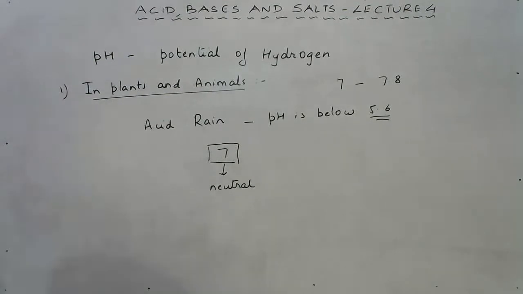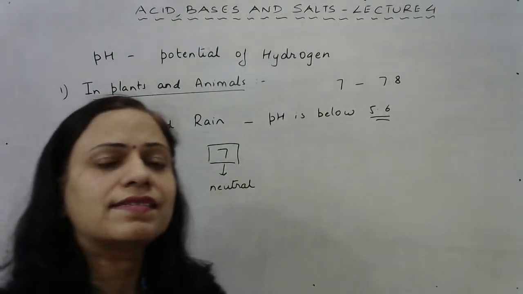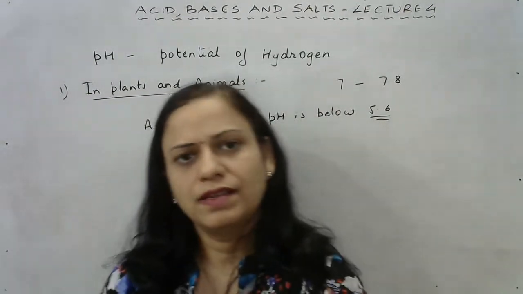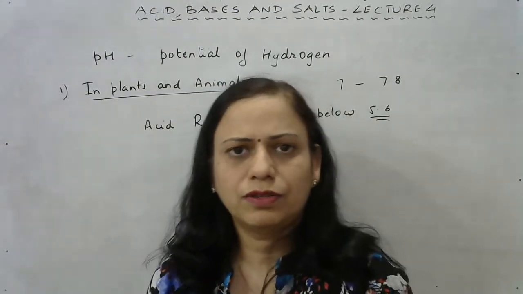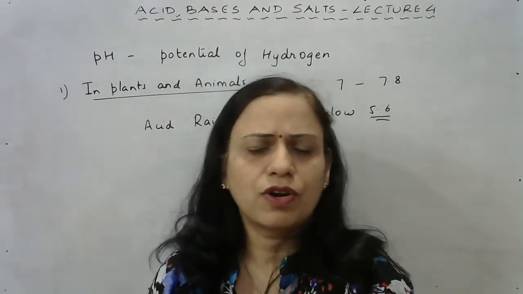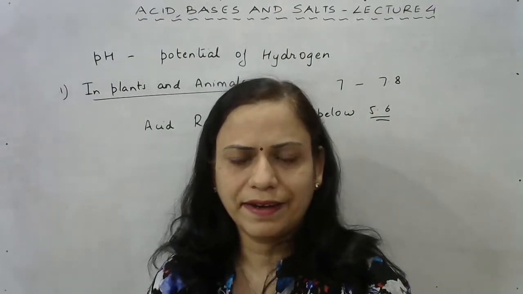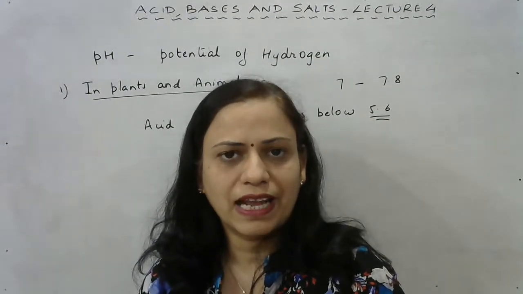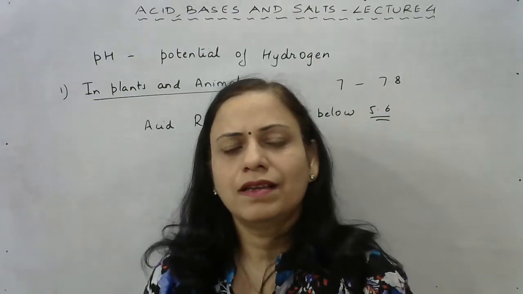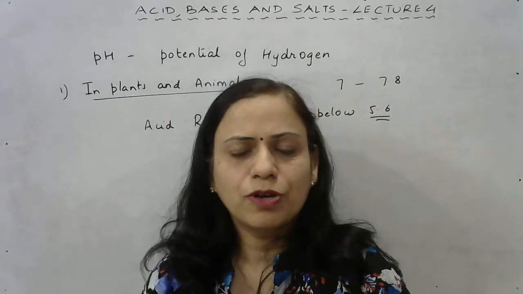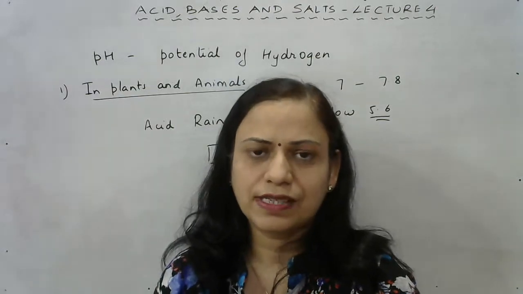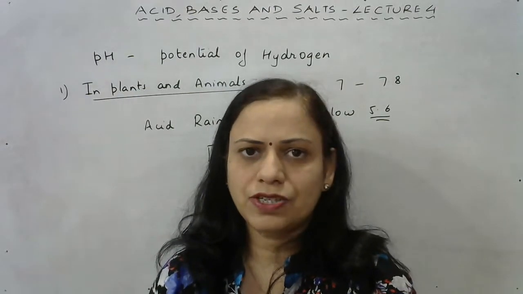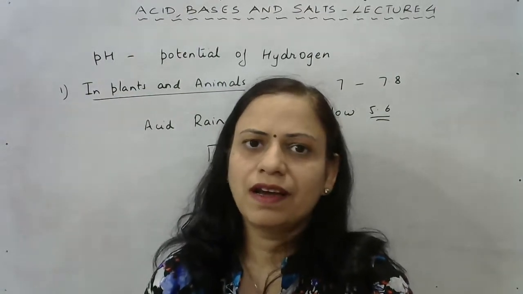And acid rain is harmful because when this rain flows to water bodies, to rivers, ponds, or local water bodies, it alters the pH of that water body, which affects the aquatic life also. The aquatic plants and the aquatic animals are not able to survive in such acidic conditions. That is why we consider acid rain to be harmful.